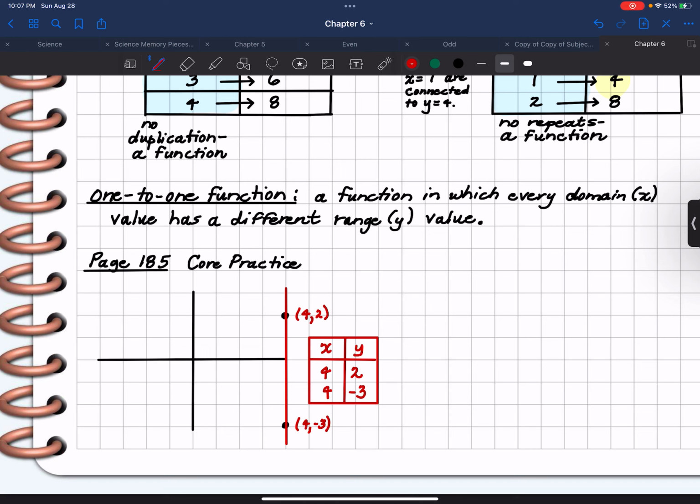Does this graph pass the function test? No, because the x's are the same. We cannot have duplicates in the x column. So this is not a function. It fails the vertical line test.